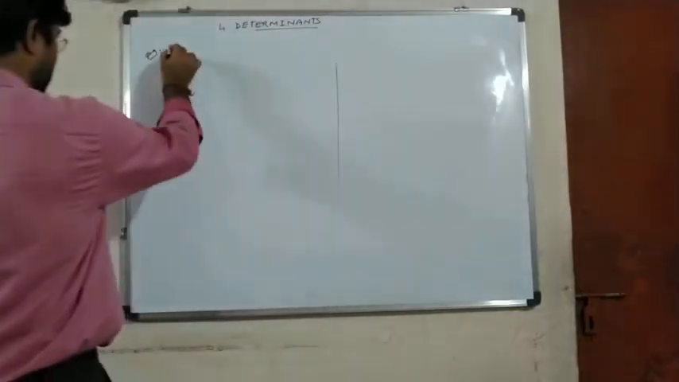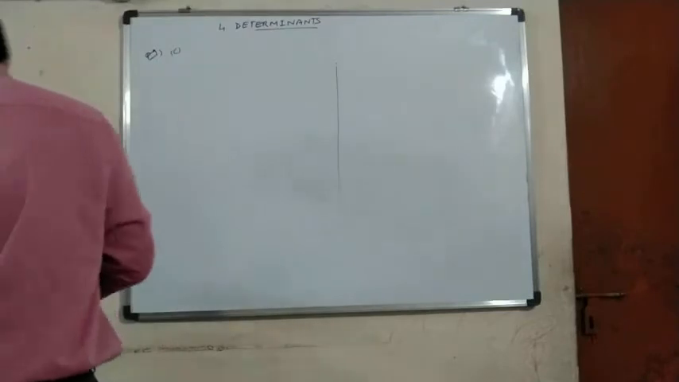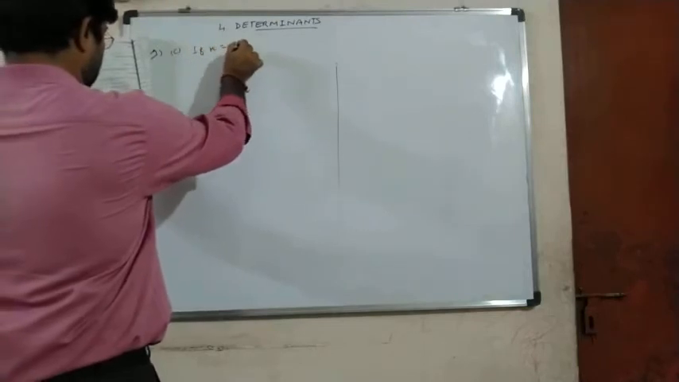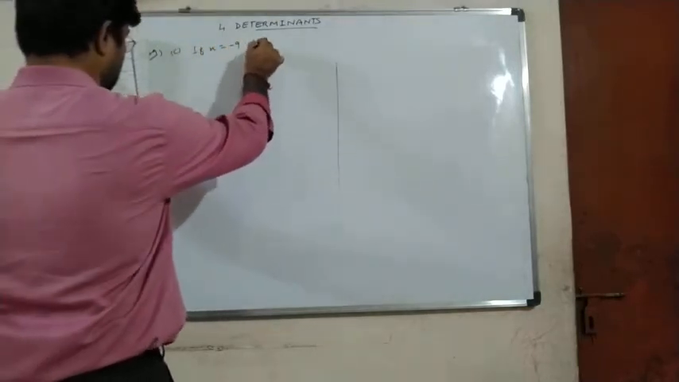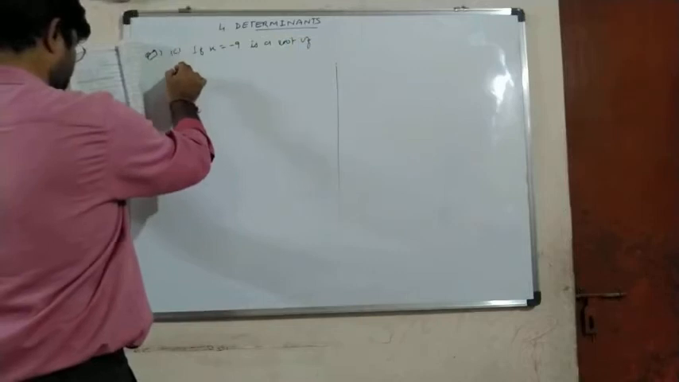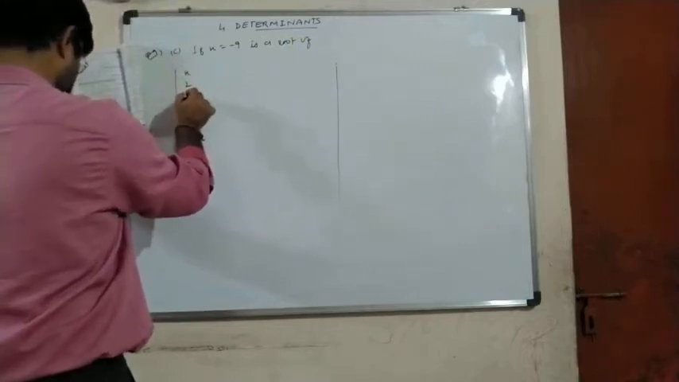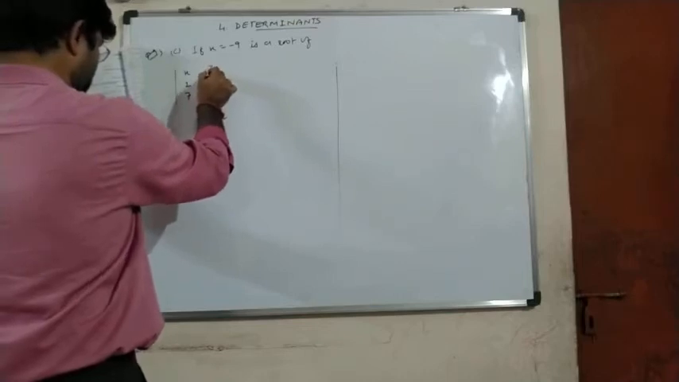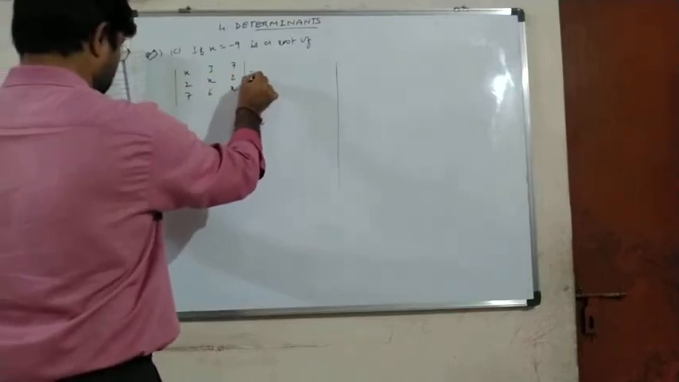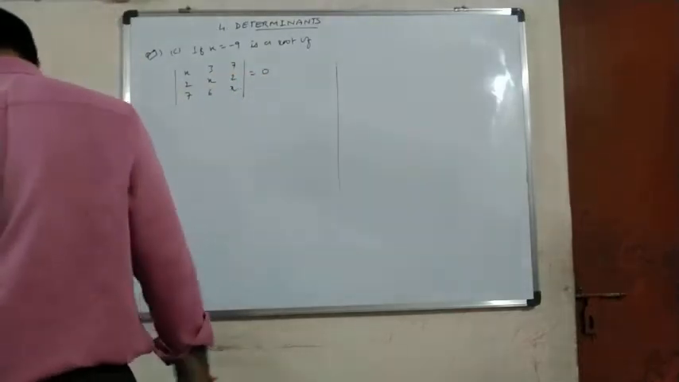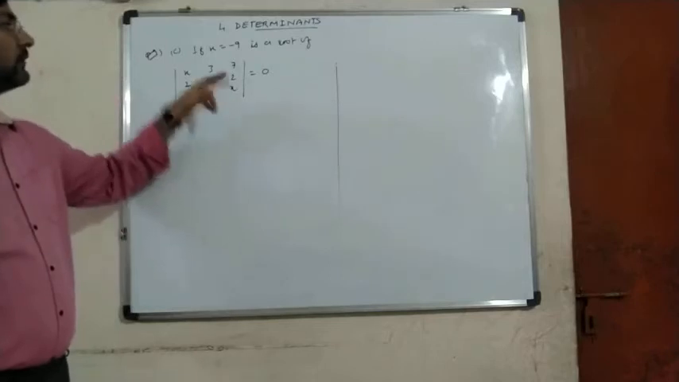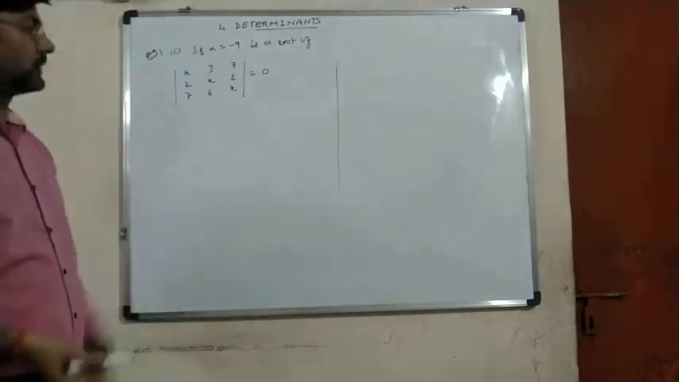Okay, question number 9C. It is given that if x is equal to minus 9 is a root of the equation, determinant equation is given, x 6 7 2 x equal to 0. We have to find the other two roots. Okay, one equation involving determinant is given, one root is also given, we have to find the other two roots.